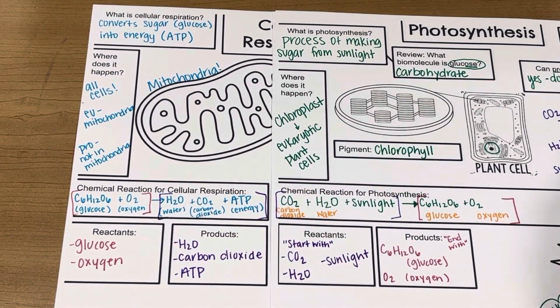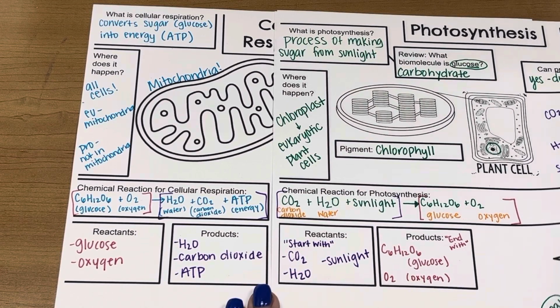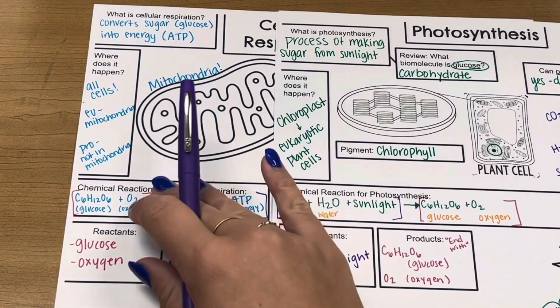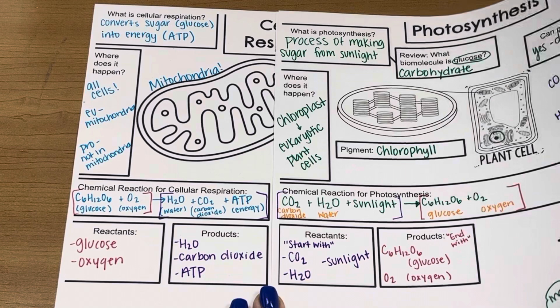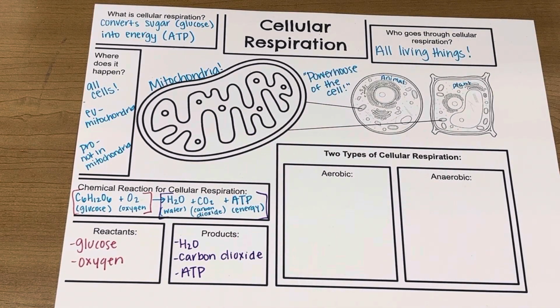So if we eliminate all of our producers on Earth, anything that photosynthesizes, all living things will not be able to go through this cellular respiration process because they need that carbohydrate, they need that oxygen in order to go through that process. Now, let me get into the nitty gritty.